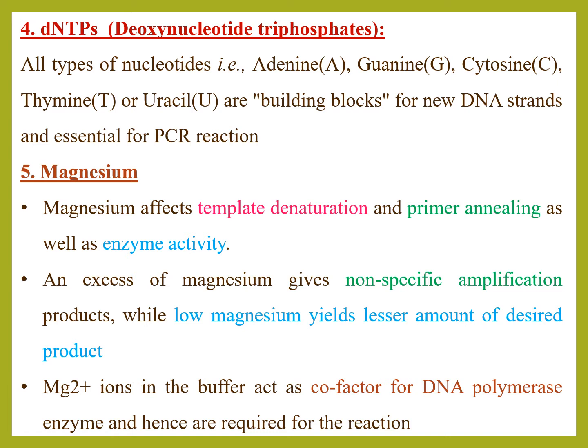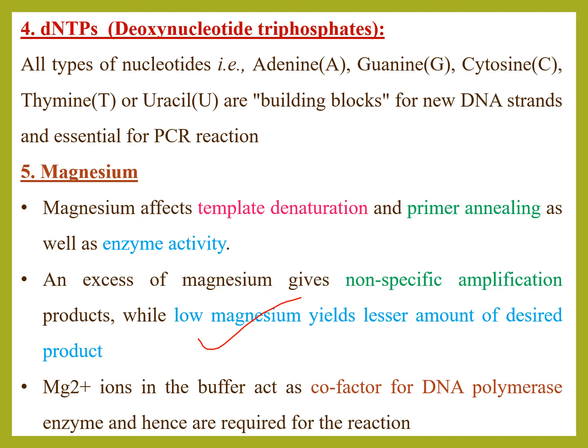And the fifth and most important thing is magnesium. This magnesium will affect the template denaturation, that is the initial step, and primer annealing, as well as enzymatic activity, that is Taq polymerase activity. If we use excess magnesium, it will give non-specific amplification. That means it will not give specific amplification; it will bind somewhere in the template and give non-specific amplification. While if you use low magnesium, it will yield a lesser amount of the desired product, which means we won't get the huge amount of the desired product that we actually want.